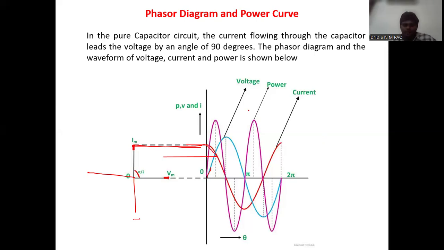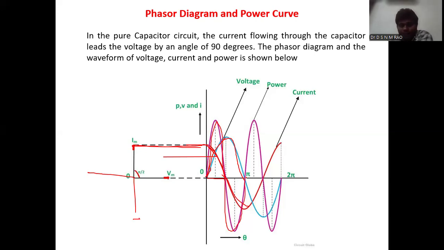With the help of this voltage signal and current signal, we can draw the power signal. From 0 to pi by 2, the current signal is in the positive direction and the voltage signal is also in the positive direction, so plus into plus, the power signal will be positive. Similarly, from pi by 2 to pi, that is 90 to 180 degrees, the current signal is negative and the voltage signal is still positive. So plus into negative, the power signal will be negative.